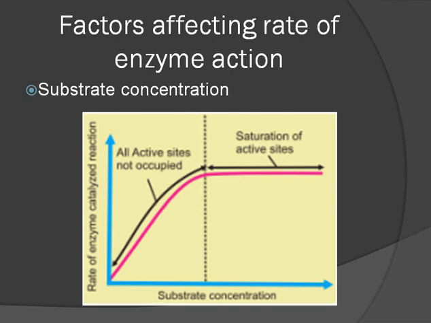As you see in the graph, on the x-axis we are taking substrate concentration and on the y-axis we are taking rate of enzyme catalyzed reaction. In the start, when we are adding substrate in reactions, rate increases, and when all active sites are occupied, saturation of active sites is done, rate of reaction remains constant, means rate of reaction does not increase.